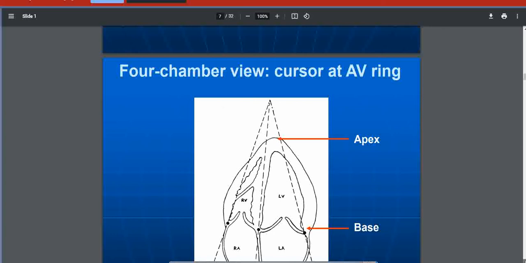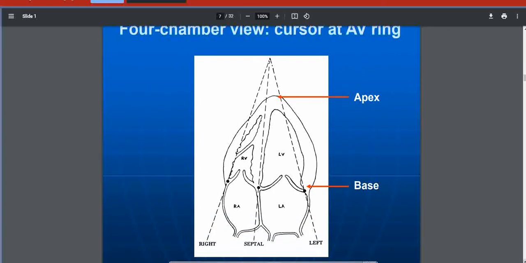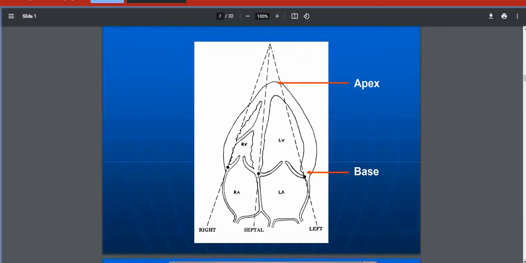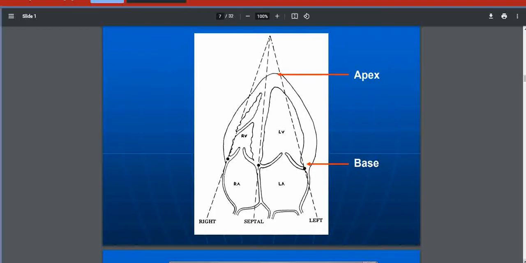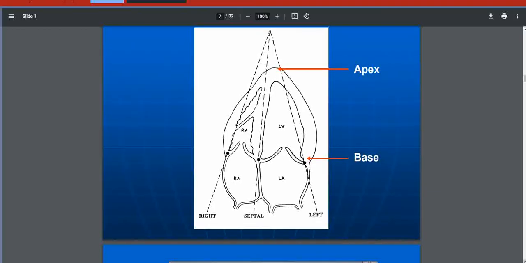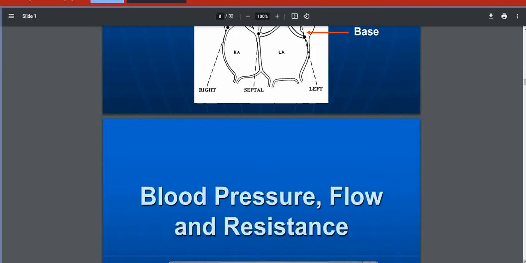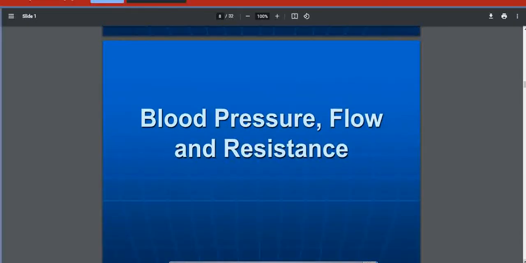The 4-chamber view shows the AV ring, the atrioventricular ring. So this is just a 4-chamber view. These are the normal images that we use. We use the 4-chamber view to indicate the location of the left atrium and left ventricle, the right atrium and right ventricle, and the septal alignment. You will get to know this, and it's very important if you use YouTube to read about it.